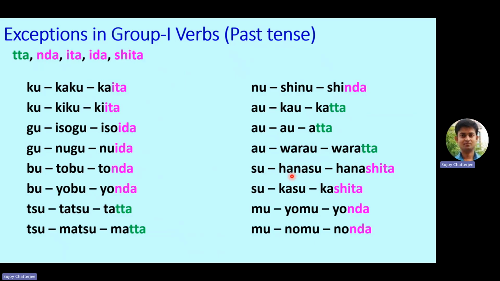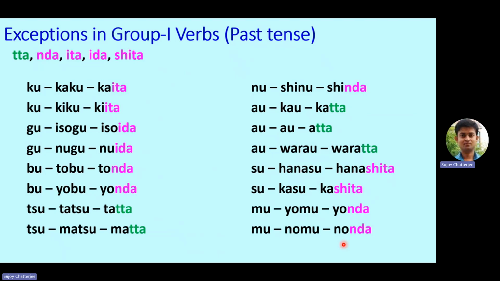Verbs ending in su like hanasu and kasu become hanashita, kashita. So these are the plain past tense forms of these stem verbs. And again, yomu and nomu end in mu, so yonda and nonda. So these are the exceptions for past tense formation of group 1 verbs.